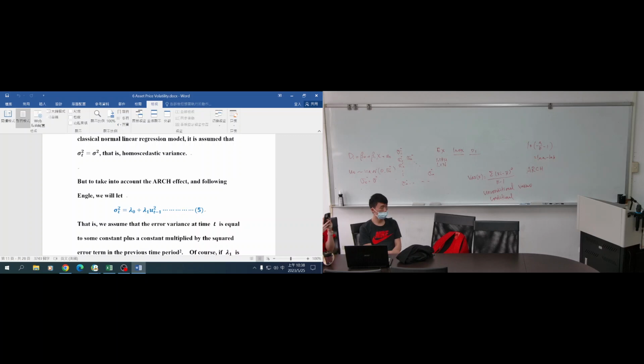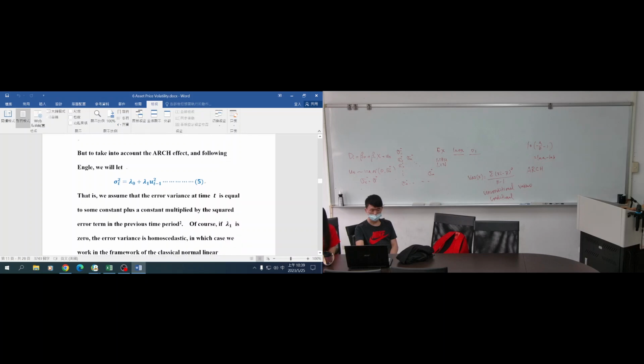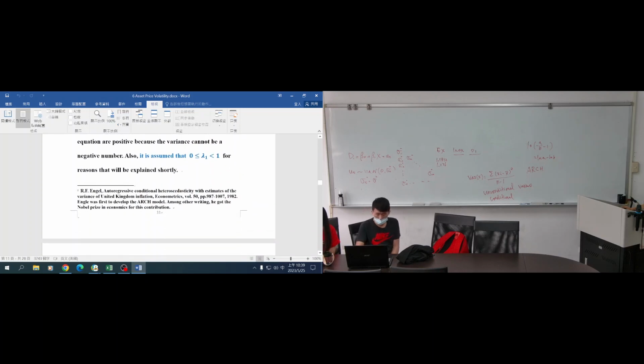Okay, and actually this model is proposed by the person who is called Engle. Okay, he proposed this model and he got the Nobel Prize in economics. Okay, so this is very famous. The ARCH model is famous in economics. Okay, all right. So this is the theoretical part.